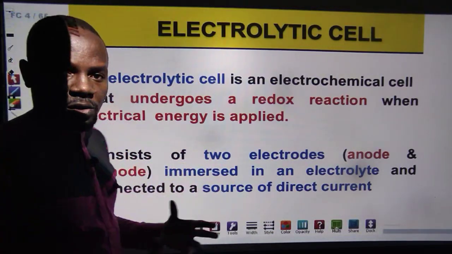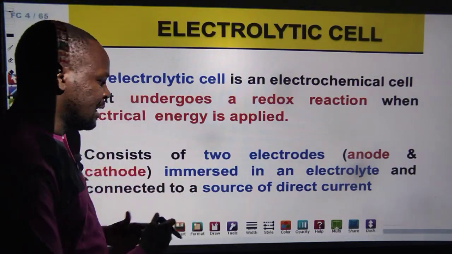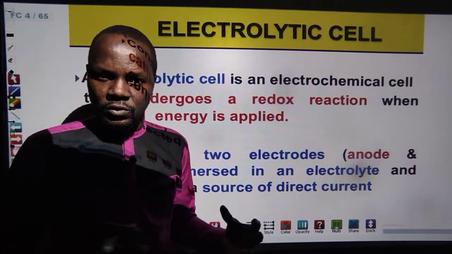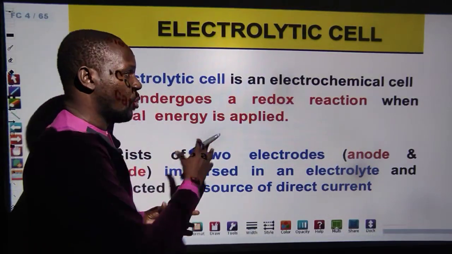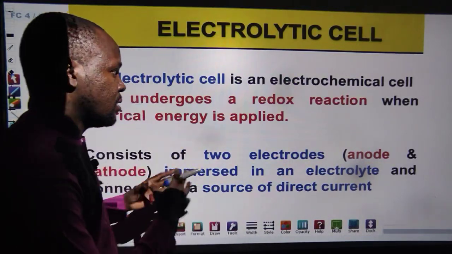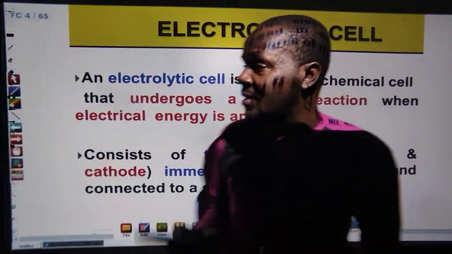As you can see, a redox reaction occurs, as we know. The only thing you need to keep in mind is that you are going to use a direct current if you want to set up an electrolytic cell, unlike the other one, in which you are not connecting it to a battery. The illustration and other things you need to know are going to be explained as we proceed on this topic.